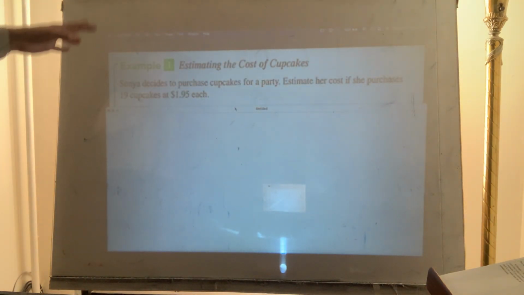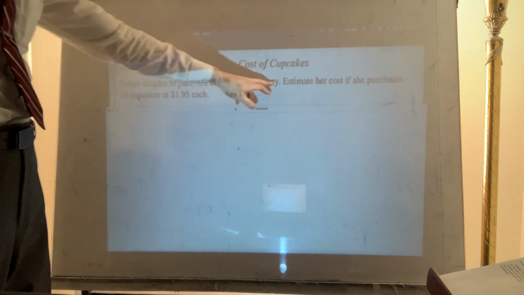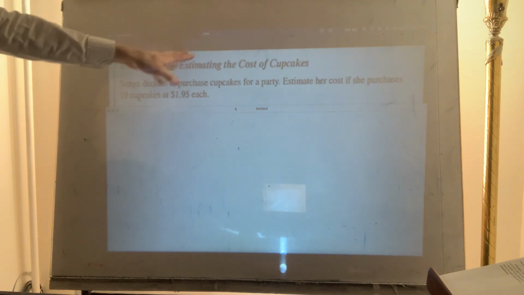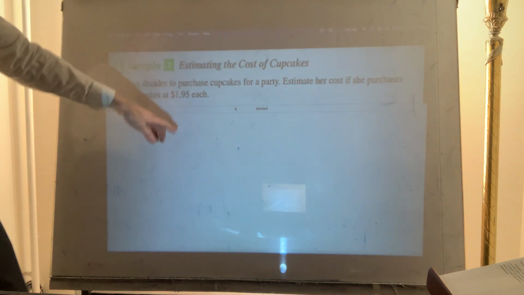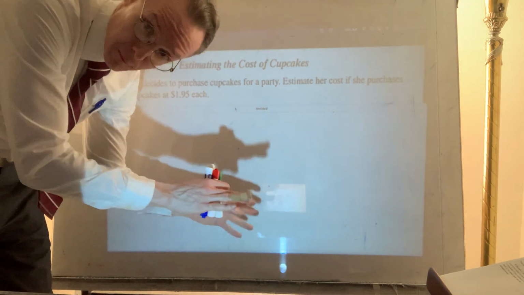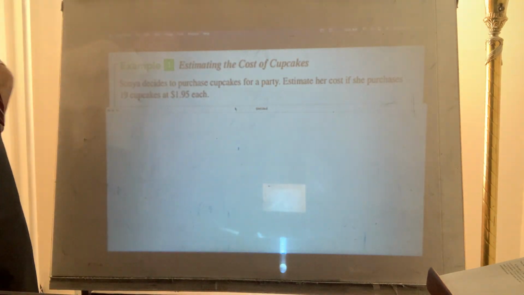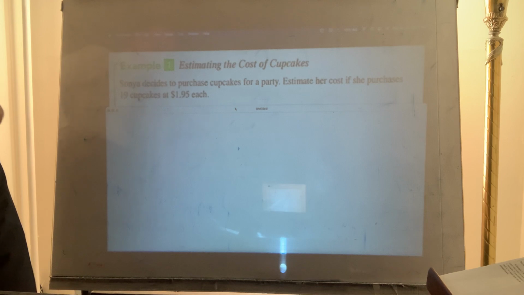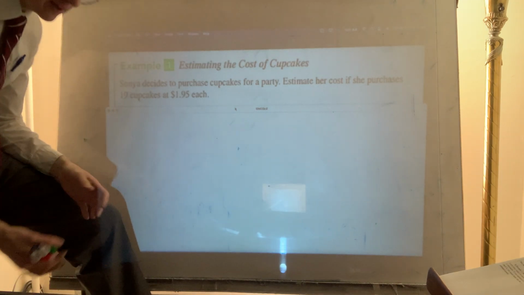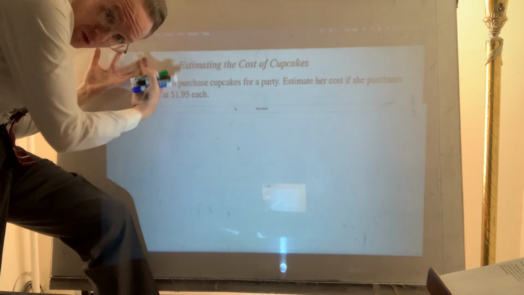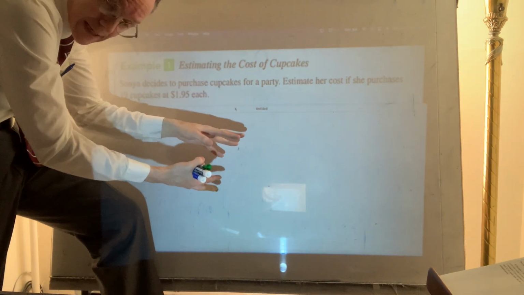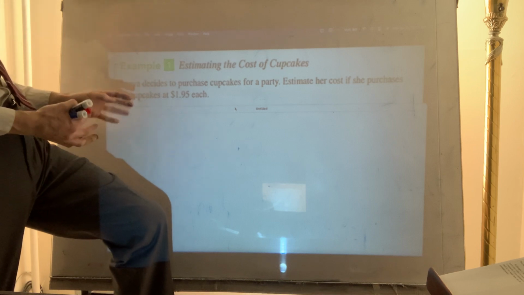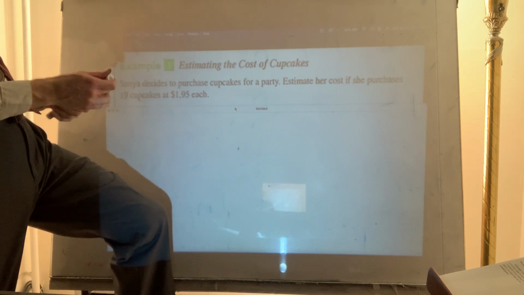Okay. Estimating the cost of cupcakes. Sonia decides to purchase cupcakes for a party. Estimate her cost if she purchases 19 cupcakes at $1.95. Now, again, section 1.3, which is forthcoming, and section 6.3, I believe, is in tandem with that, is more or less about the techniques of translating something that is verbal, a word problem, into something that is more symbolic, more mathy, if you will. All right, but we haven't gotten there yet, so we're going to just kind of cheat a little bit.